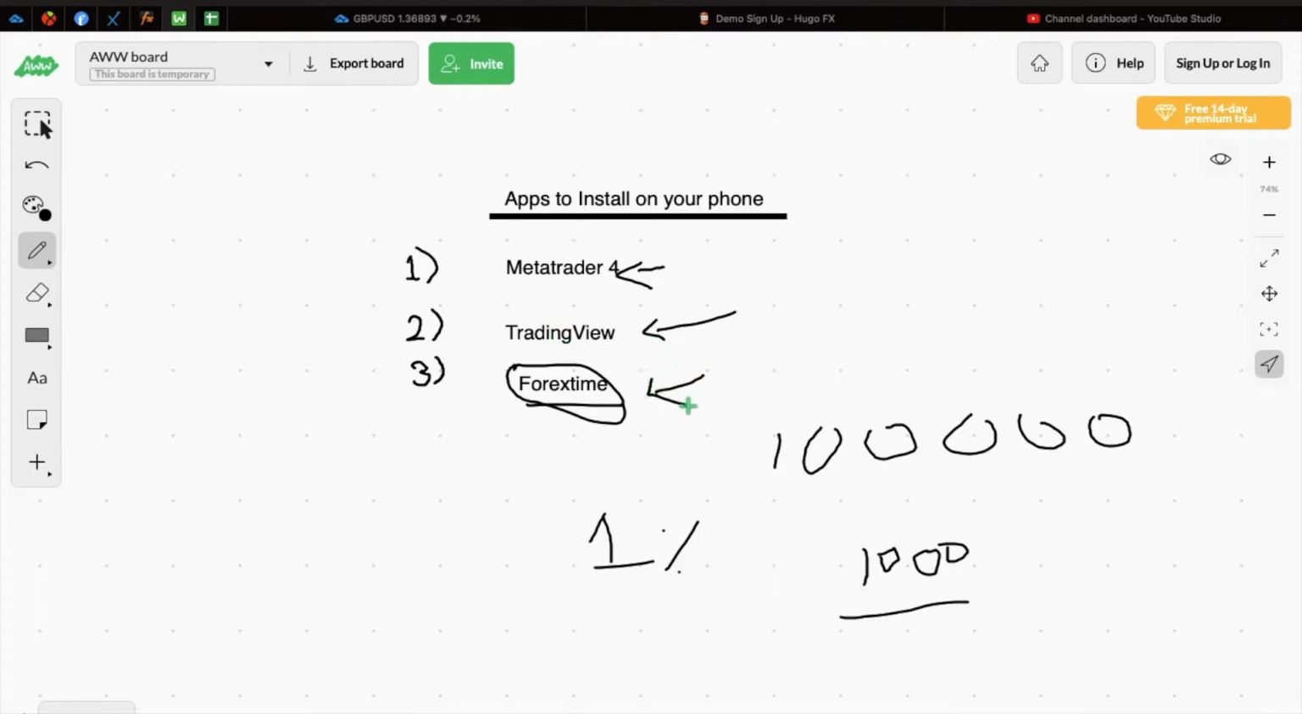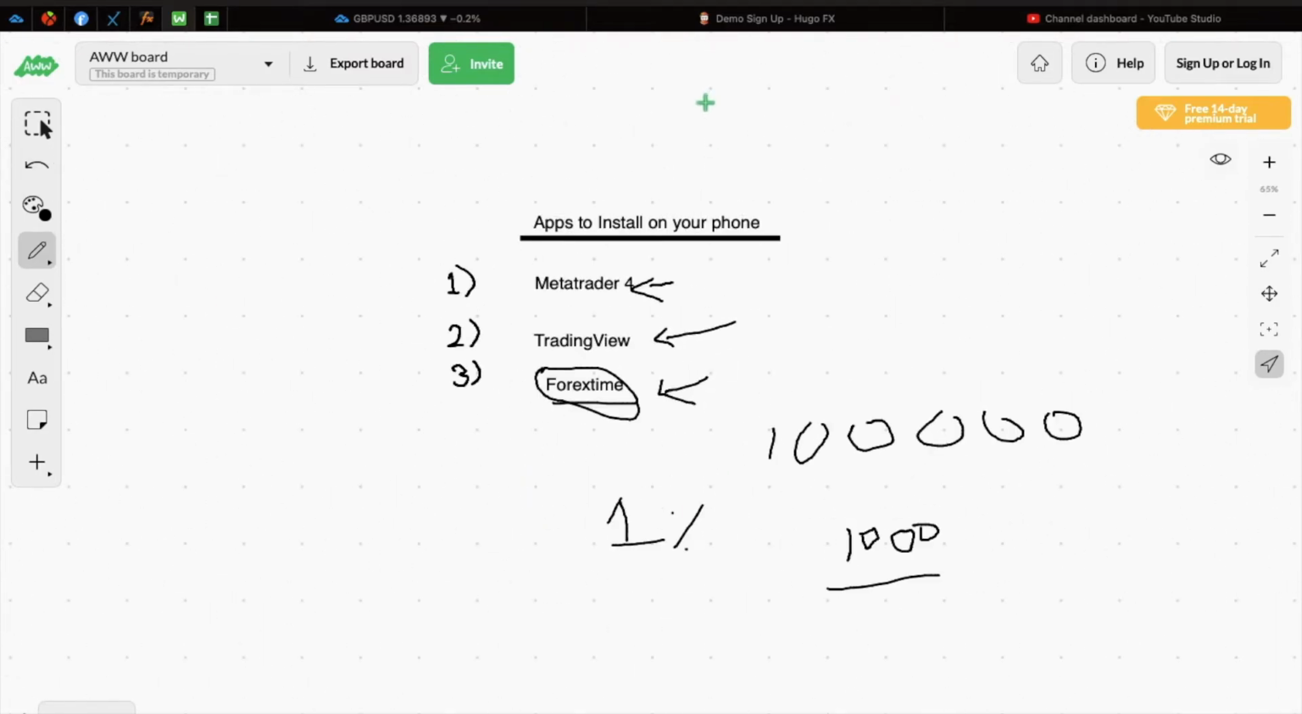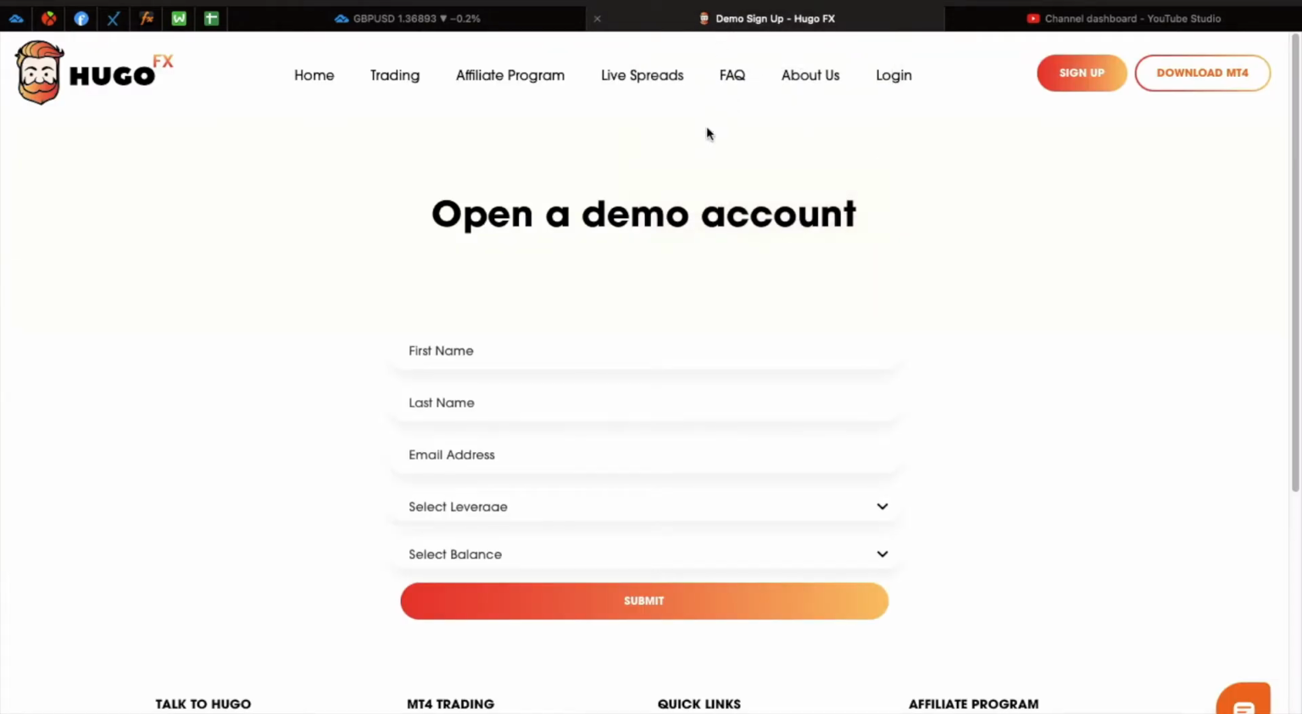And Forex Time, like we talked about, is just basically a trading calculator. So you know your risk per trade. So now that we talked about that, let's get into how to sign up for a demo account. So this is a broker, and there's 1,000 different brokers that you can use and pick from. And this is just the one that I use.